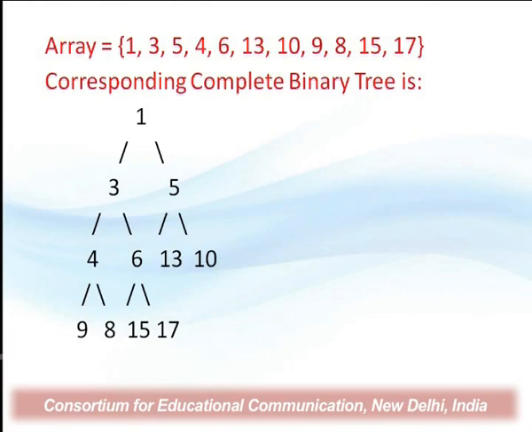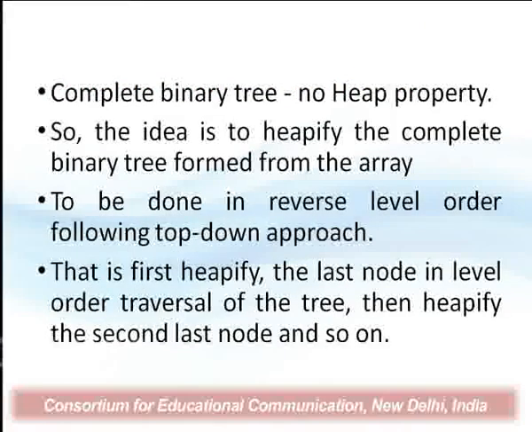Considering the max heap, we need 17 as the root node, and then 15 and 13 because these are the largest. So this is just a complete binary tree with no heap properties. Our idea is to heapify the complete binary tree formed from the array.